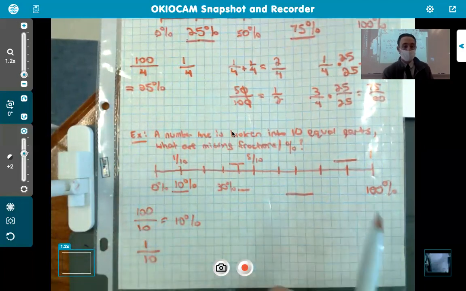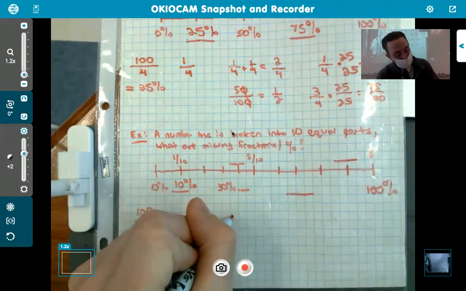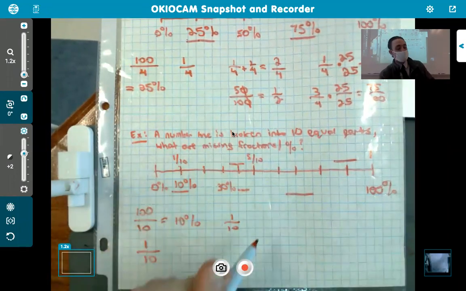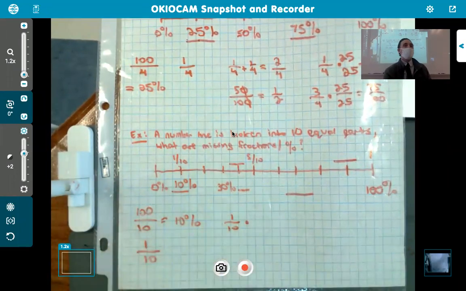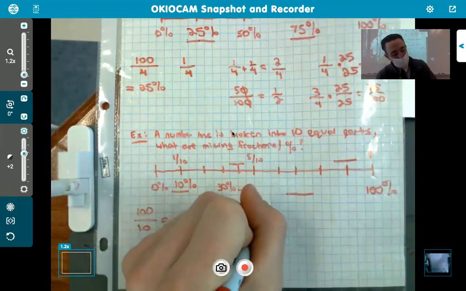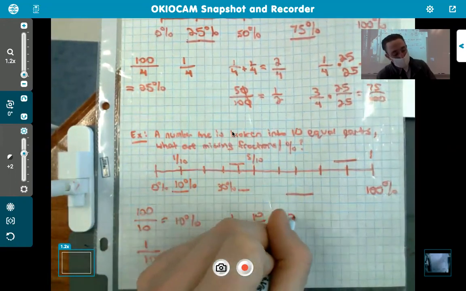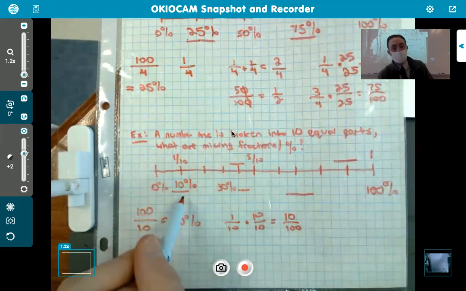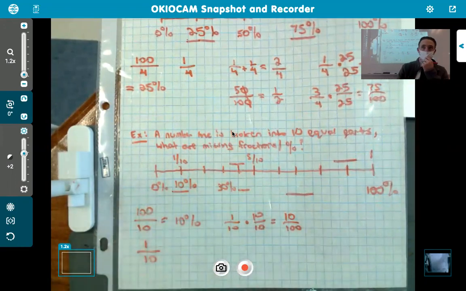Another thing that we could have done, as we saw above, is taken the 1/10 and said, well, what's that as a percent? Well, how do I get from 10 to 100? Well, I have to multiply that by 10. So whatever I do on the bottom, I'll do on the top. That's 10 over 100, or the 10% that I found. Any questions about just finding that first missing piece there?